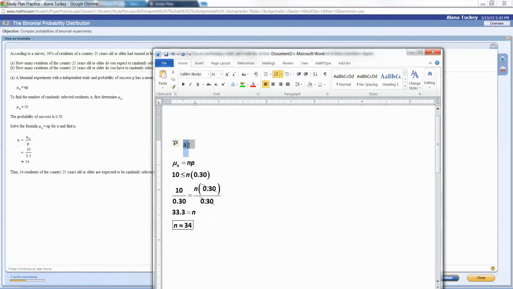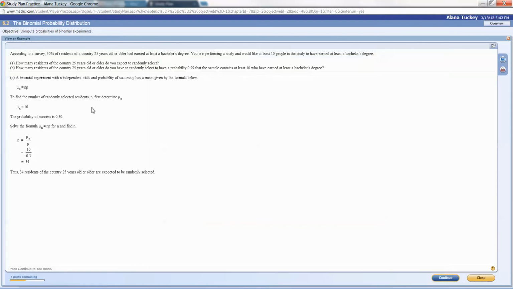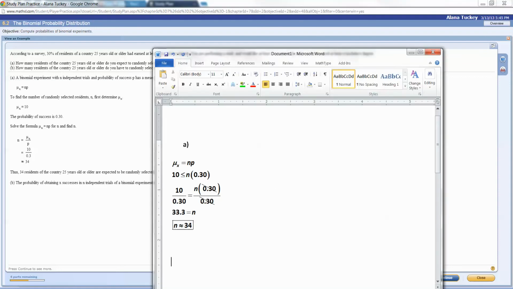There we go, I got that to work. Now, again, we're being a little squishy because technically it should be at least 34, but it's fine. Now, B is going to be much trickier. It says how many residents of the country 25 years or older would you have to randomly select to have a probability of 0.99 that the sample contains at least 10 who have earned at least a bachelor's degree? Now this is going to be much trickier. So let's think about this for a second.